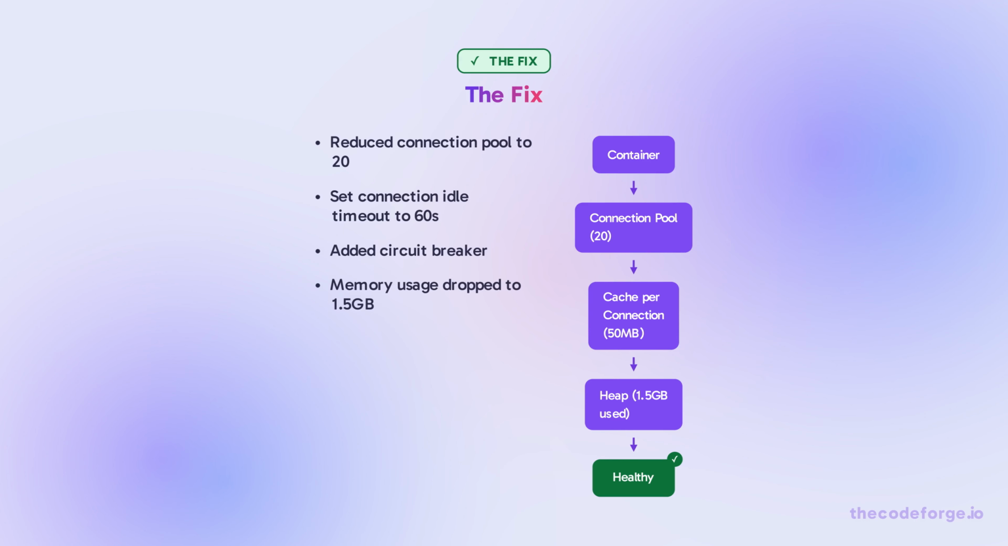The fix was simple. Reduce the connection pool to 20 per container, set an idle timeout of 60 seconds, and add a circuit breaker to fail fast when the pool is exhausted. Memory usage dropped to 1.5 GB, and the OOM kills stopped.